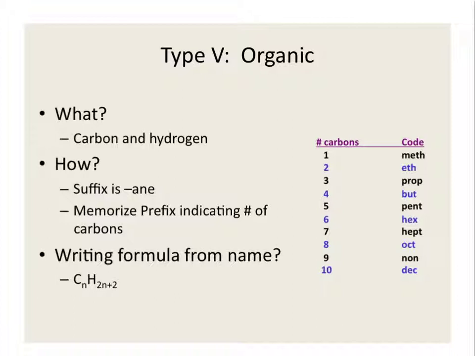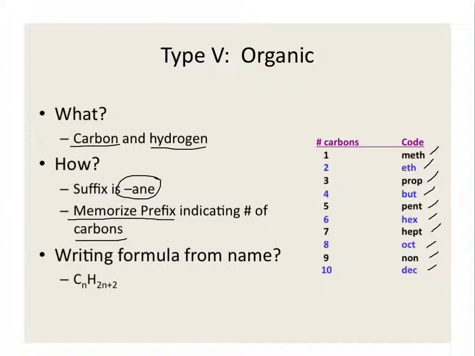Okay, the last thing we'll name are organic compounds. These are compounds that contain carbon and hydrogen, and right now we're only naming the simplest type. So here the suffix is going to be ane, A-N-E, and the prefix depends on the number of carbons you have. So if it has 1 carbon, you call that methane, 2 carbons, ethane, 3 propane, butane, pentane, hexane, heptane, octane, nonane, decane. So what we need to do here is you do need to memorize the prefix, and that indicates the number of carbons.